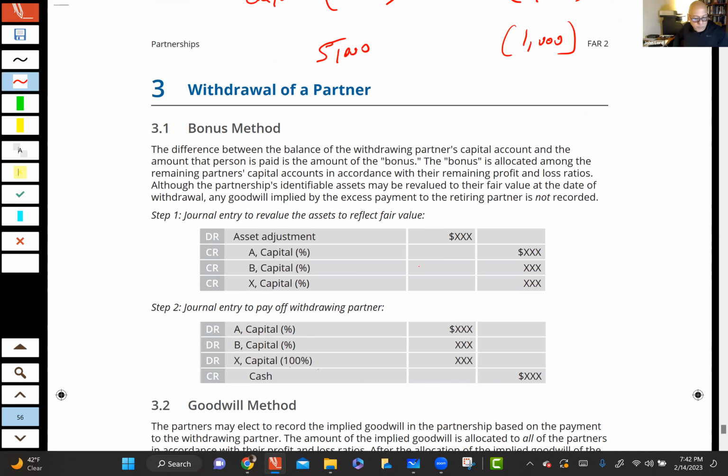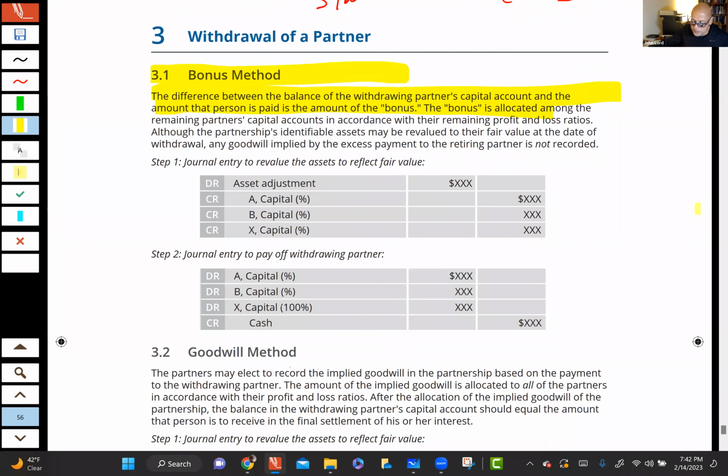With this one, what I find interesting in this discussion is that they don't put any numbers on this, so it's harder to follow. But they say the difference between the balance of a withdrawing partner and the amount the person is paid is the amount of bonus. And the bonus is allocated amongst the remaining partners. They're the ones that are going to pay out the bonus. They tell us that there's an asset adjustment. Now I don't like examples with no numbers, just X's.